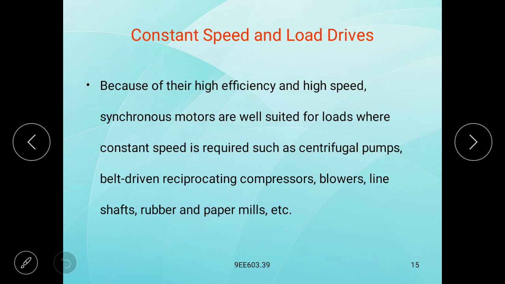So, constant speed and load drives. Because of their high efficiency and high speed, synchronous motors are well suited for loads where constant speed is required, such as centrifugal pumps, belt driven reciprocating compressors, blowers, line shafts, rubber and paper mills, etc.